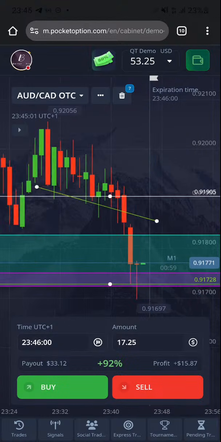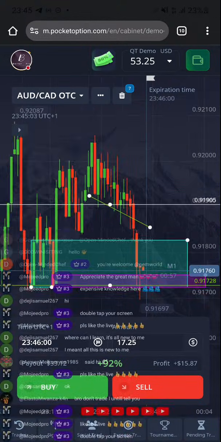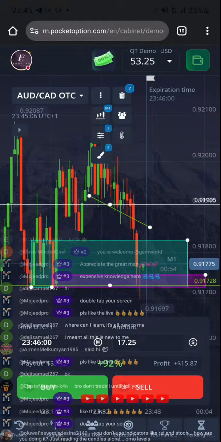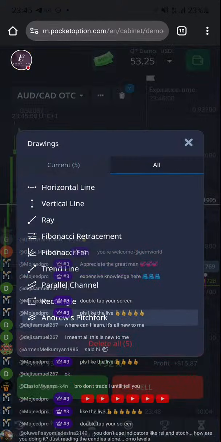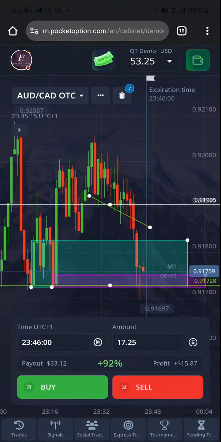Okay, fine. Well, I was wondering, where are the buyers? Because the buyers are here. This area is the buyers area. You don't use indicators like RSI, stochastic. How are you doing it?